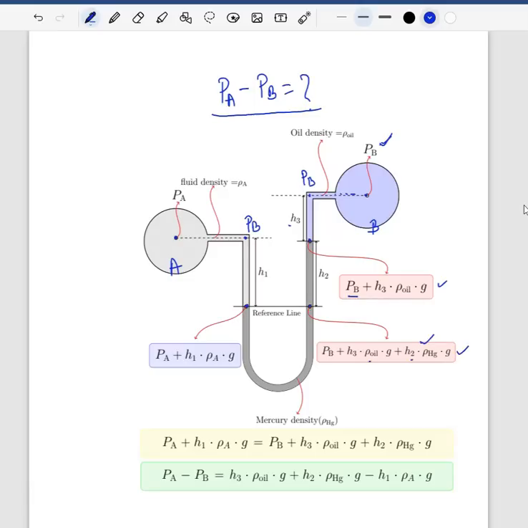So now at these two points the pressure will be equal. So here I am writing that. PA plus H1 rho A g is equal to PB plus H3 rho oil g plus H2 rho Hg g. Now if I reorganize, PA minus PB will be H3 into rho oil into g plus H2 into rho Hg into g minus H1 rho A into g. So that will be the answer.